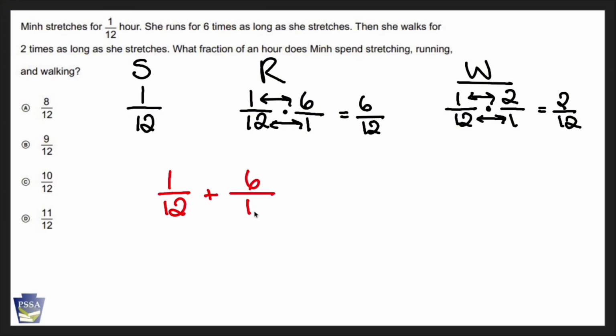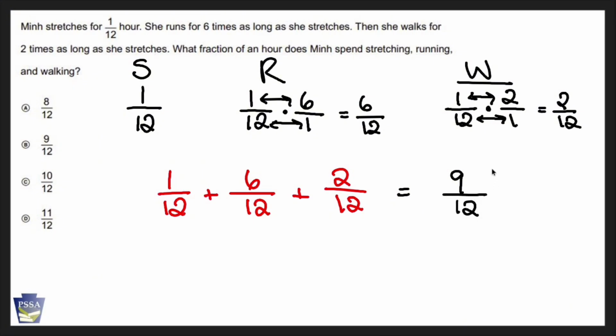So we wanted to keep the denominators the same because you can't add fractions unless they have the same denominator. All right? So when you add fractions of the same denominator, add the numerators just like they are. 1 plus 6 is 7. 7 plus 2 is 9. So you have 9. And then keep the 12 the way it is, 9/12.